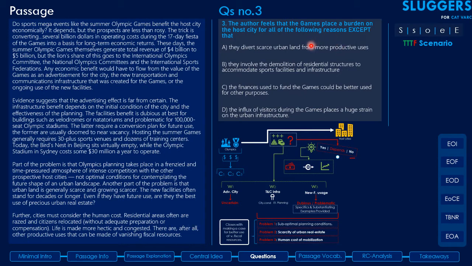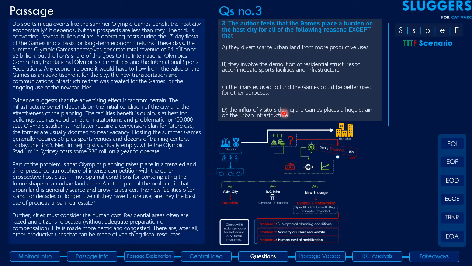So the point I'm trying to make here is that your question mainly relates to the two problems that have been mentioned here, two extrinsic problems, which are basically examples of how the games place a burden on the host city, right? And hence the options that relate to these problems, in the last two paragraphs, will be the options which will be true according to the author, and hence we can eliminate them. The ones that do not relate to anything that has been mentioned in the passage will be the incorrect option.